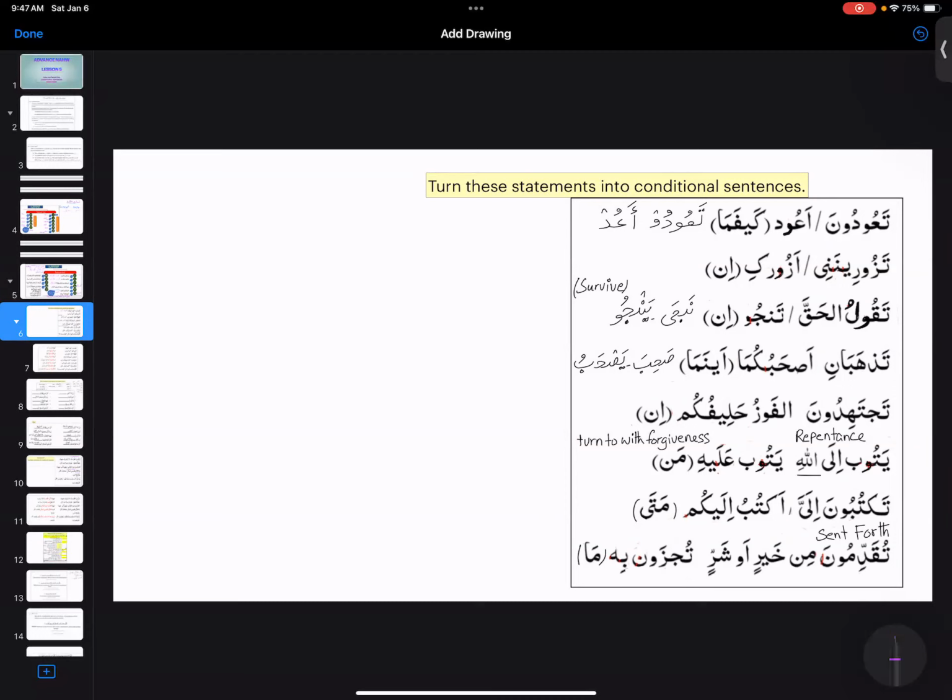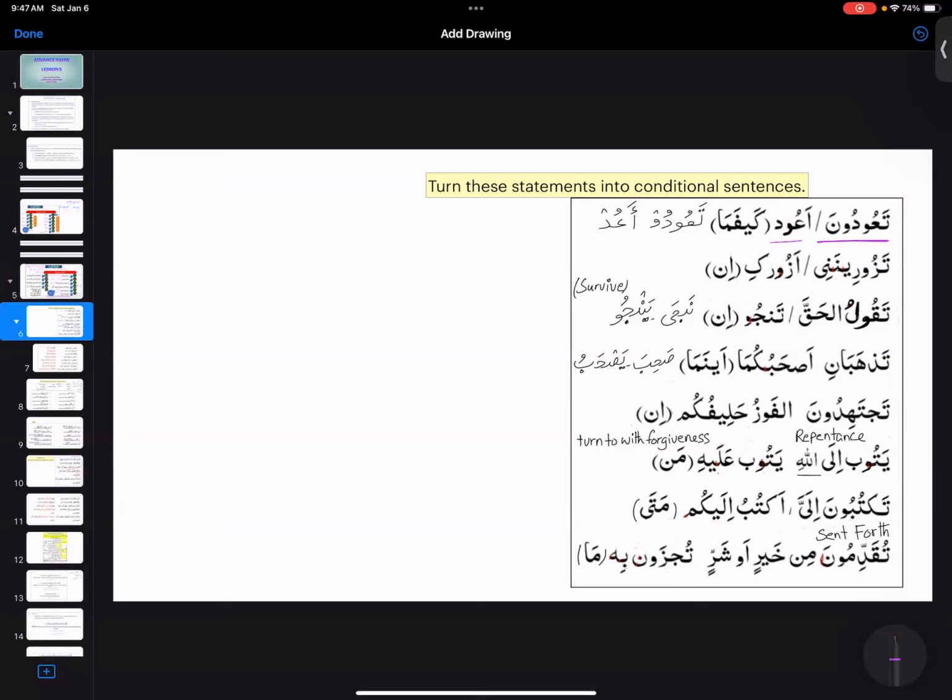Okay, so now turn these statements into conditional sentences, and we are going to use all these tools. The tail over here is ta'uduna, from ada ya'udu. Describe ta'uduna. Failun, mudari, failuhu antum. And then what is a'udu? Failu mudariun, failuhu ana.